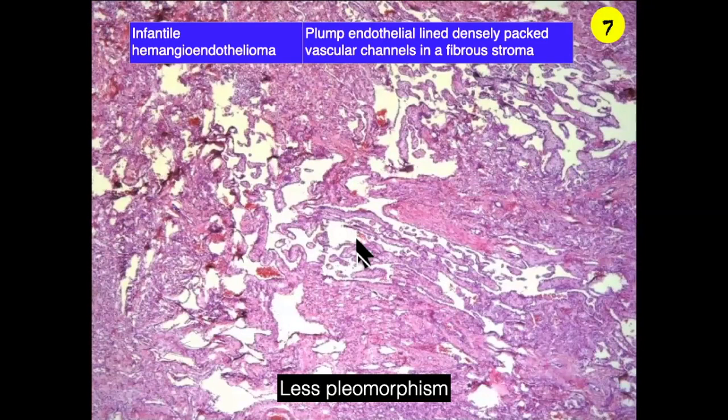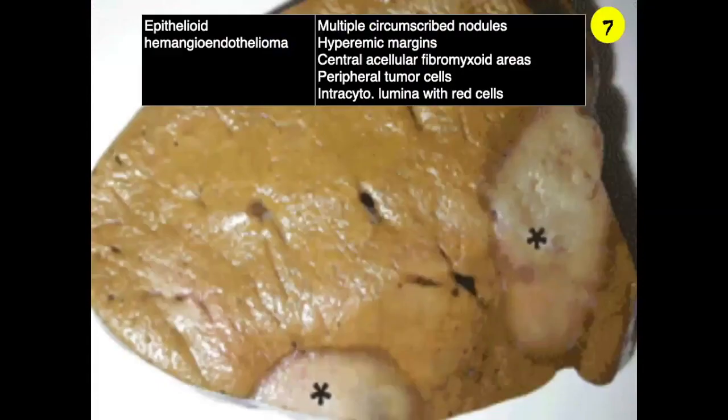When you see in infantile age a lot of cystic spaces in the liver, a mass lesion, more like a solid lesion, but microscopically showing sinusoidal spaces like structures with flat endothelium with less pleomorphism, we have to think of infantile hemangioendothelioma. This is a classic picture. So multiple circumscribed lesions, hyperemic margins, central acellular fibromyxoid areas, gross characteristic features of epithelioid hemangioendothelioma.